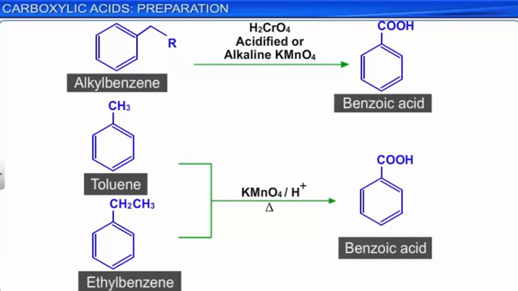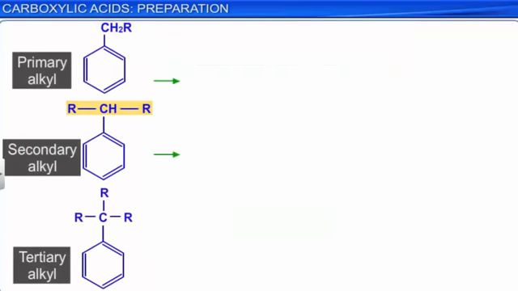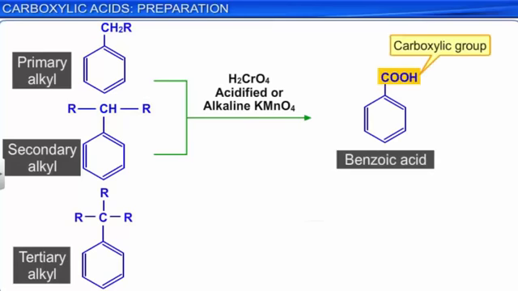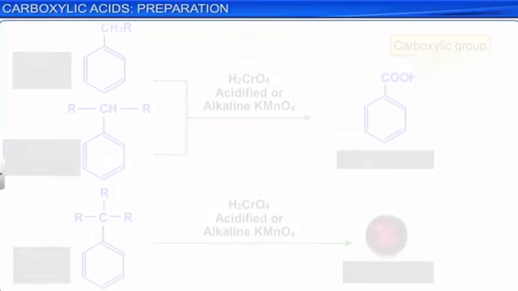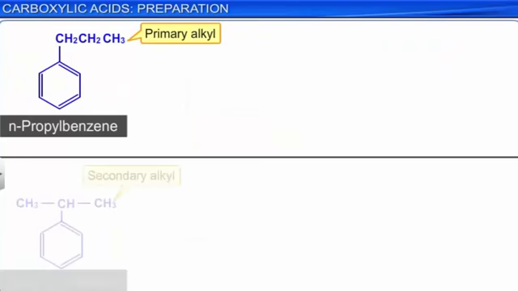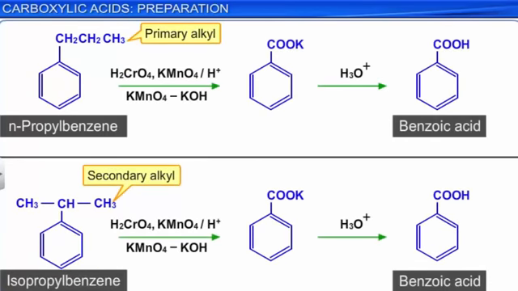It is important to note that only primary and secondary alkyl groups are oxidized into a COOH group, while tertiary alkyl groups remain unaffected. For example, n-propylbenzene and isopropylbenzene are oxidized to benzoic acid in the presence of chromic acid or acidic or alkaline potassium permanganate, while tertiary butylbenzene undergoes no change under these conditions.